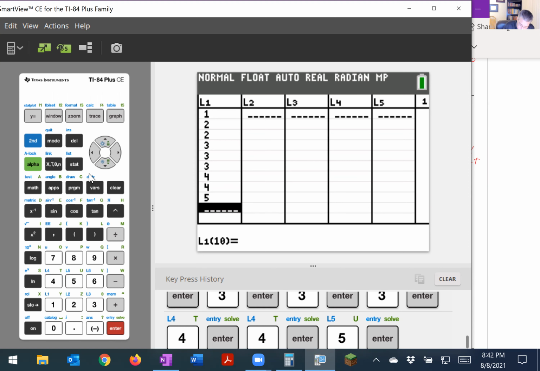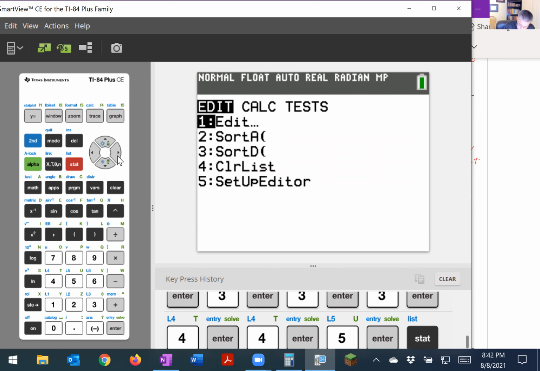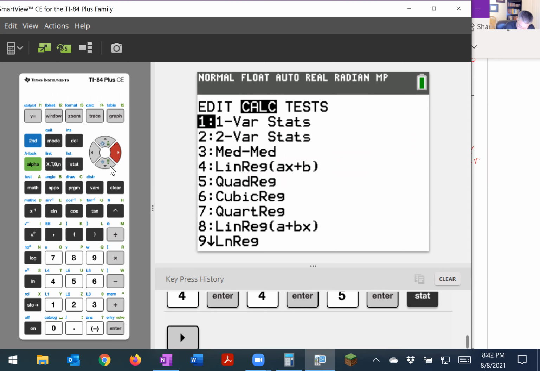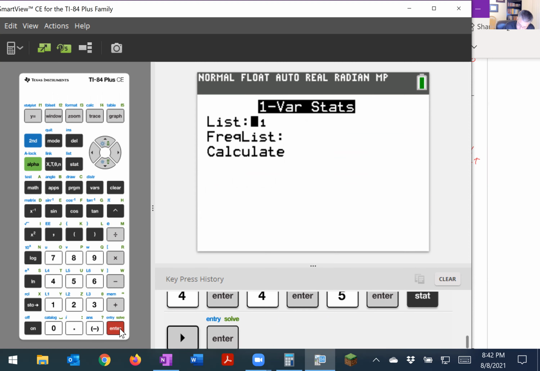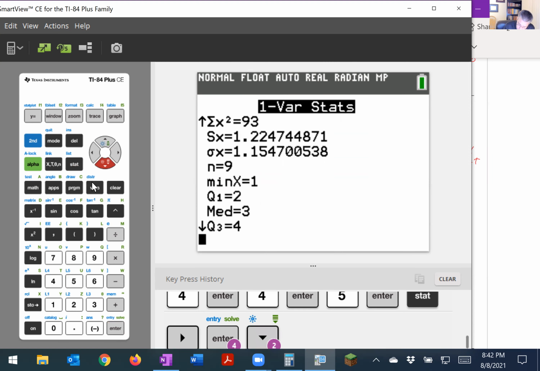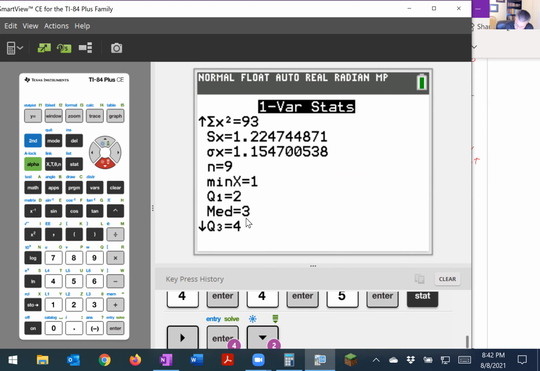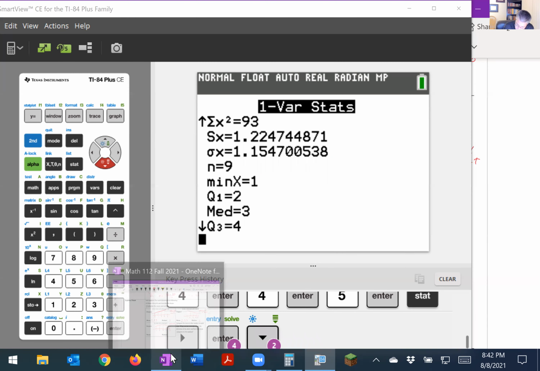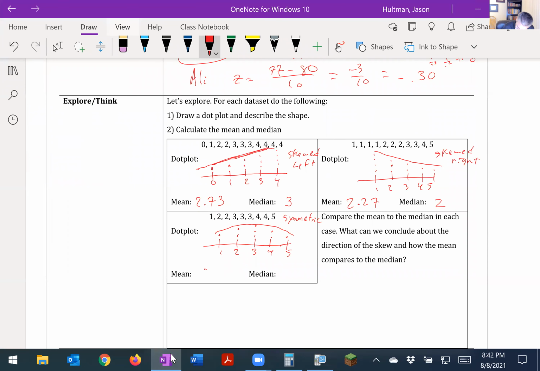And we're going to go stat, calc, one variable statistics, enter, enter, enter, and it shows that the mean is 3, which kind of makes sense, and it shows the median is 3. So the mean is 3 and the median is 3. Okay, compare the mean and the median in each case.